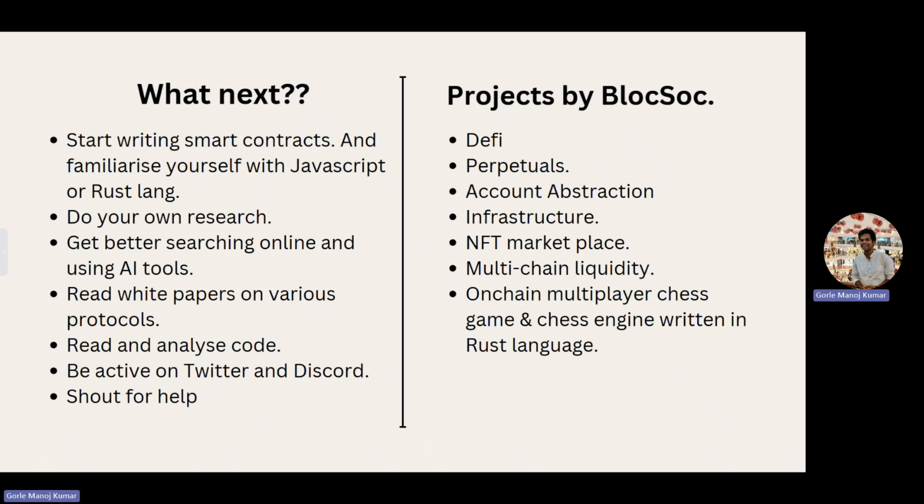So what we suggest is start writing smart contracts, familiarize yourself with JavaScript or Rust, and use local development environments like Hardhat, Foundry, Ganache. Do your own research first. Here you won't find resources very easily. You need to search online a lot. So you guys need to get better at surfing online. You need to get better at using AI tools in general, to a certain extent.